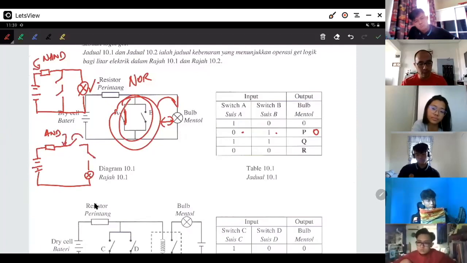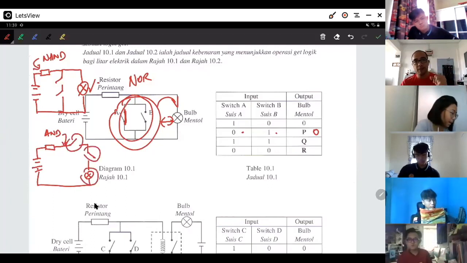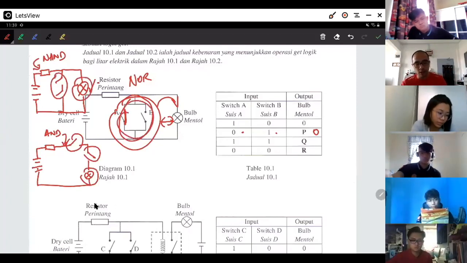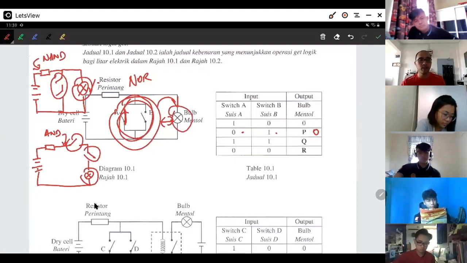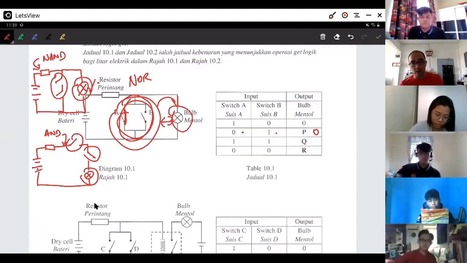So the two switches are next to the bulb. But for the NAND or the NOR gate, the two switches are opposite the bulb. Wow, I can't believe I forgot this. Padahal saya sudah ajar ni banyak kali, baru hari ini saya ingat balik. So because of that, 0 and 1 will give you 0, 1 and 1 will give you 1, and 0 and 0 will give you 0.